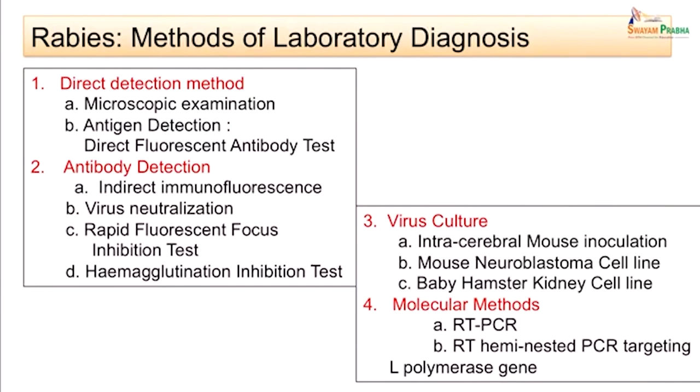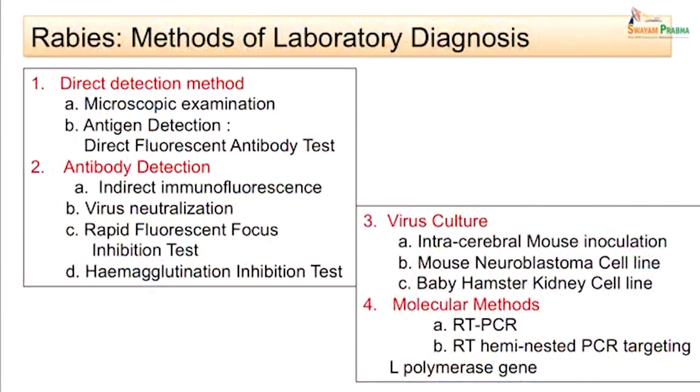Now the viral growth in infected animal as well as in in vitro cell culture can be demonstrated by direct immunofluorescence test. Nowadays, the most commonly used methods are the molecular methods. Reverse transcriptase polymerase chain reaction is the most sensitive and specific method available for the diagnosis of rabies.